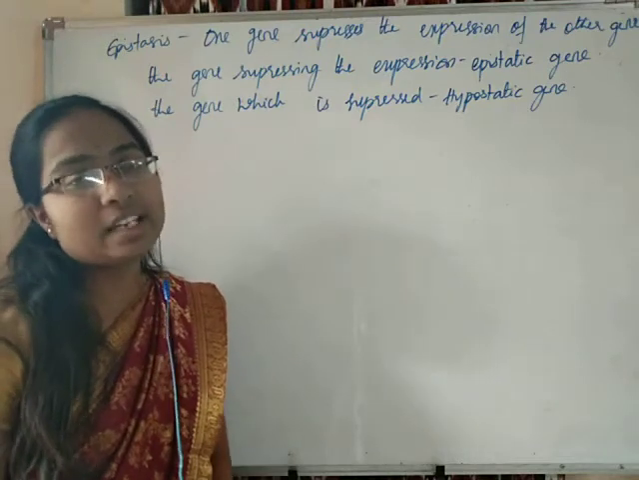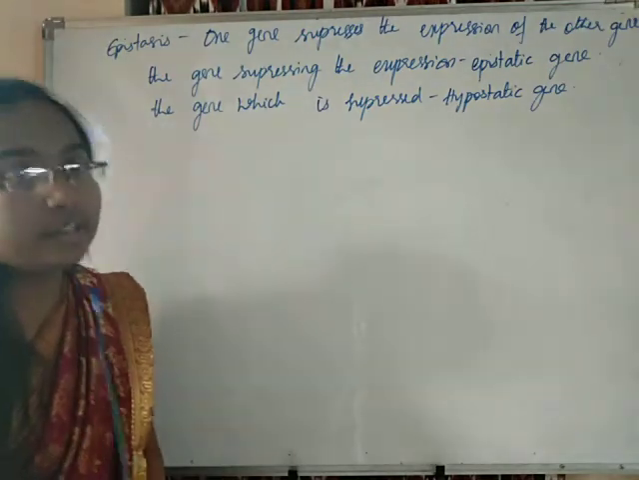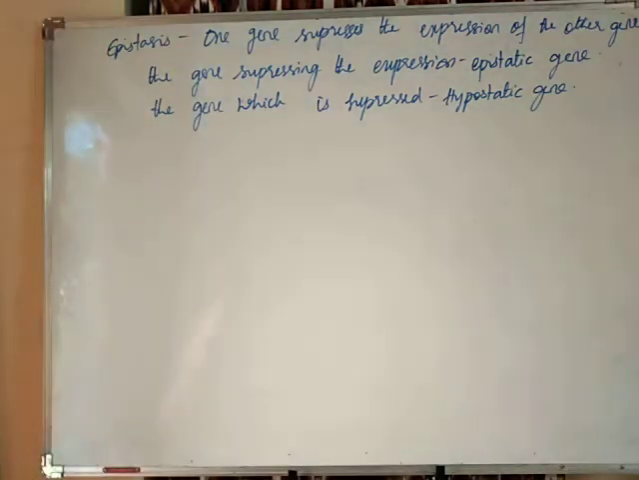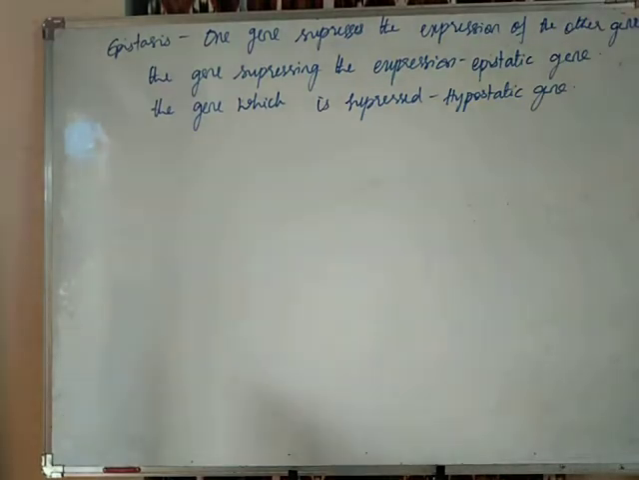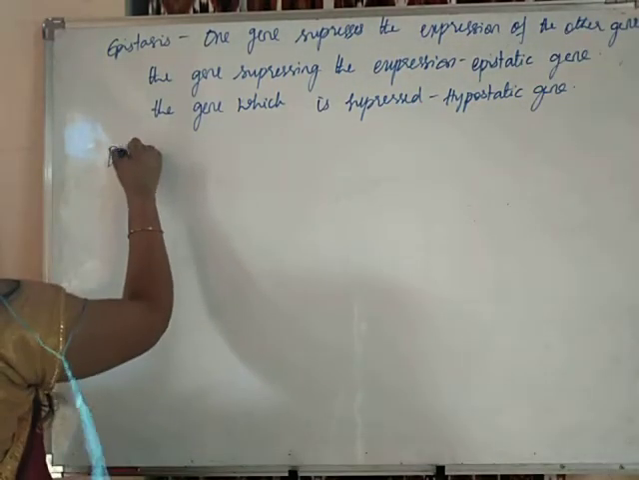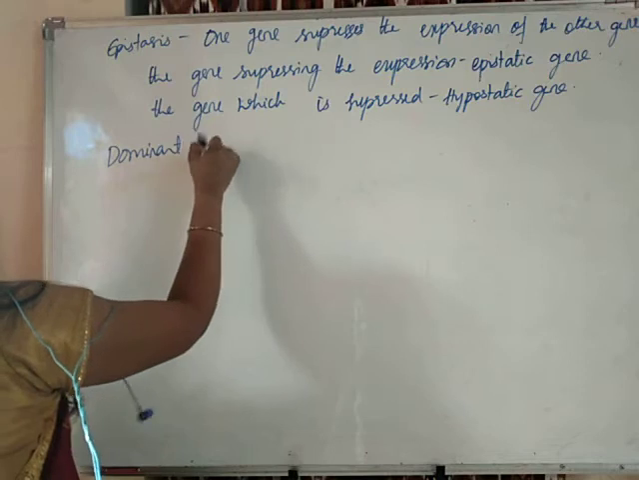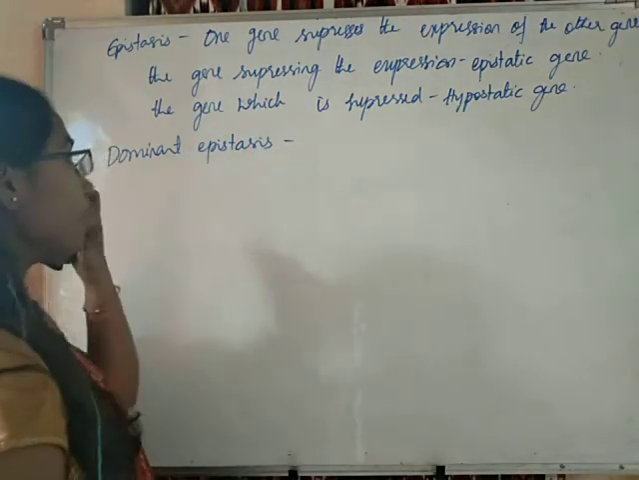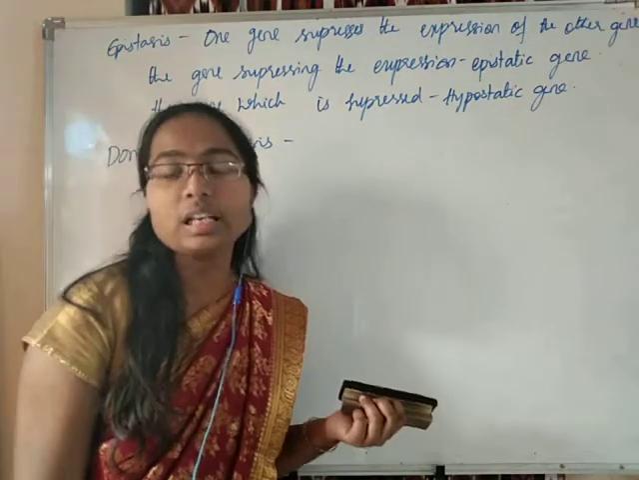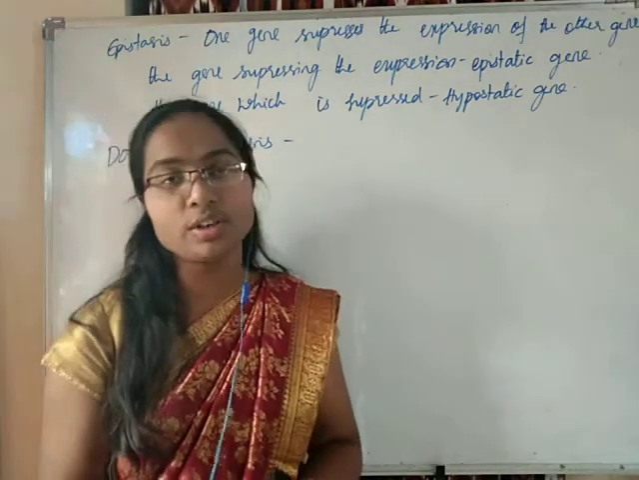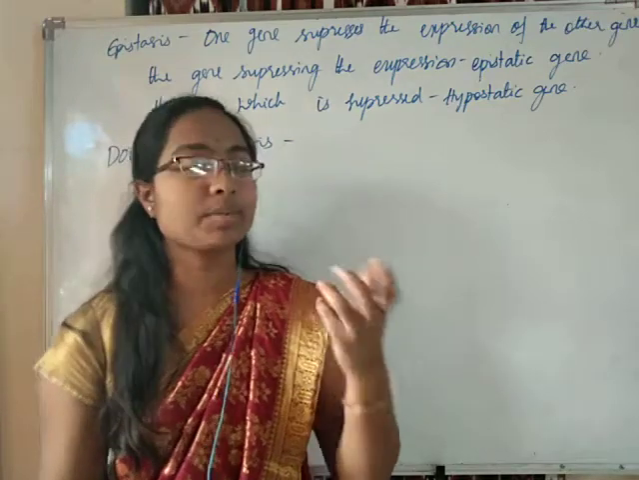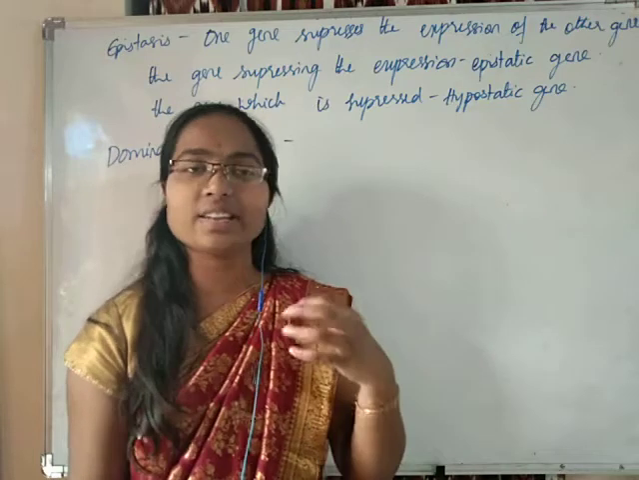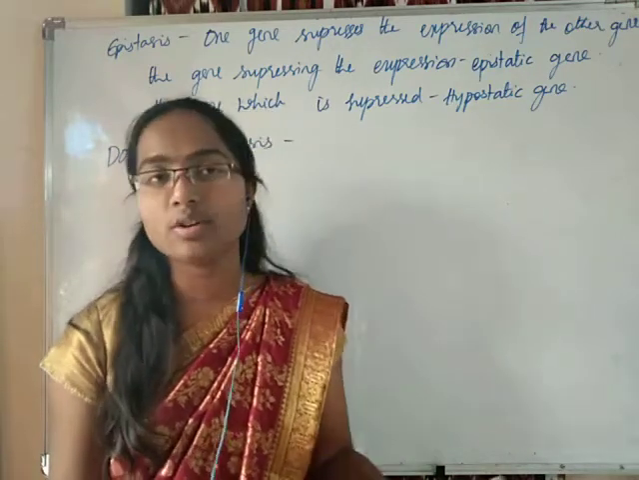So this epistasis is also of different types, students. Let us see what are the different types of epistasis. The first type of epistasis we are learning is dominant epistasis. In the case of dominant epistasis, the epistatic gene masks the expression of the other gene when the other gene is either in a homozygous condition or in a heterozygous condition.